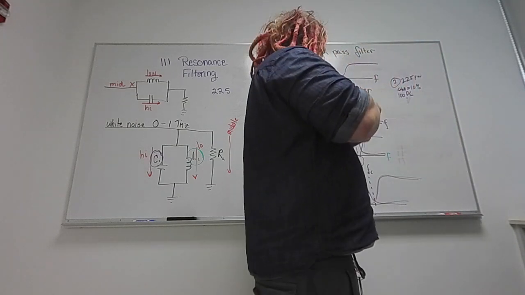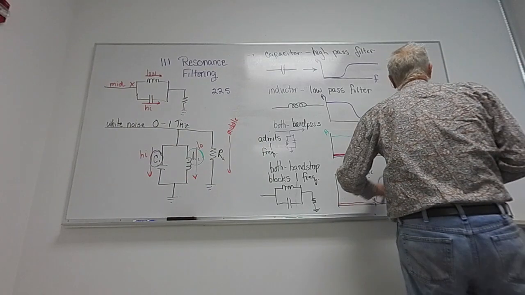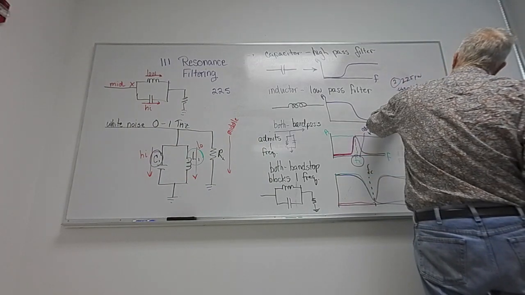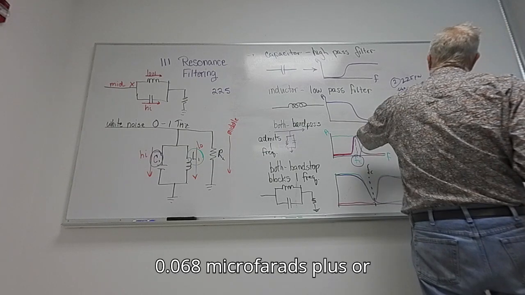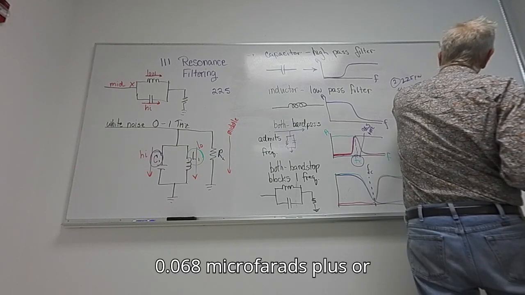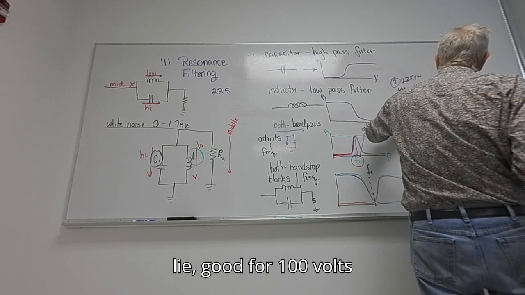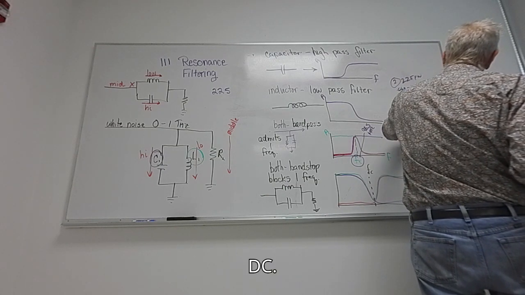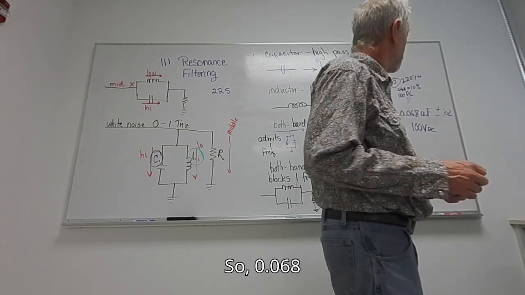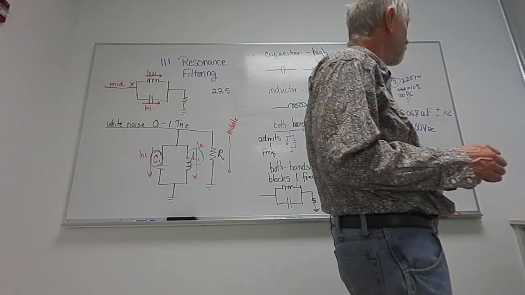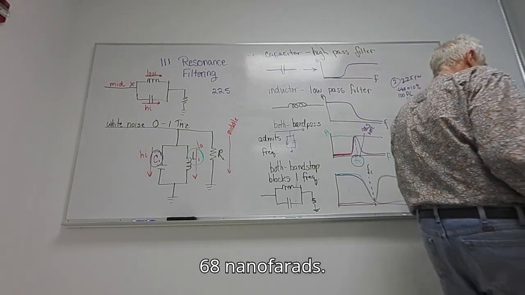225 PW 0.068 equals 10% 100 DC. Exactly what it says on it. All right, so it's probably this then. Plus or minus 10%, which has got to be a lie. Good for 100 volts DC. So 0.068 microfarads, or that would be 68 nanofarads.